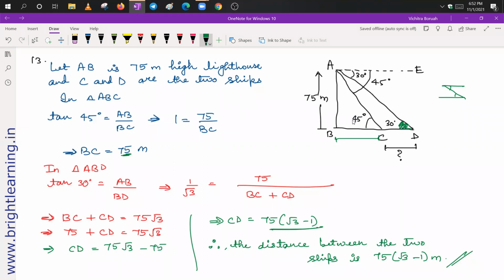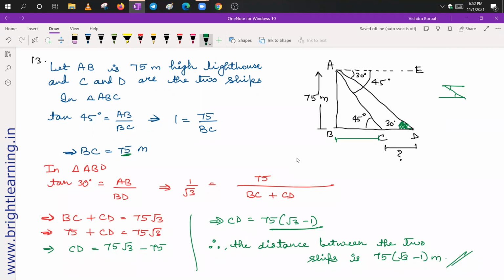With angle of depression you might get confused. So in that case, don't forget to make this horizontal line. Otherwise sometimes you will take this angle as 30 degree and this angle as 45 degree, and the question will become wrong. Your answer will not be correct. So always keep these concepts in mind.